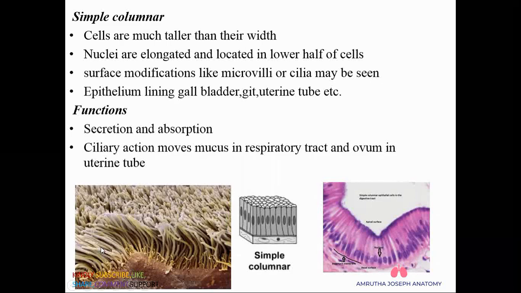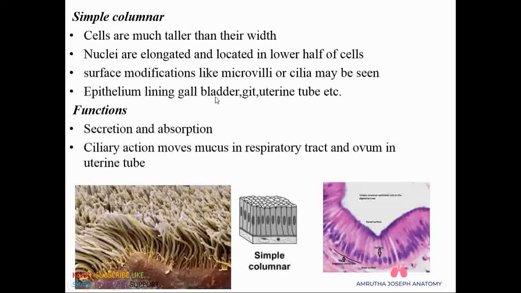So this is a diagram where you can see the simple columnar epithelia, and at the top of the epithelia, there are some finger-like projections. They are the cilia. It is seen in some areas of the body. So it is a modification which can be seen in the simple columnar epithelium. It is not a must. It can have a simple epithelium like this, or it may have modifications like this.